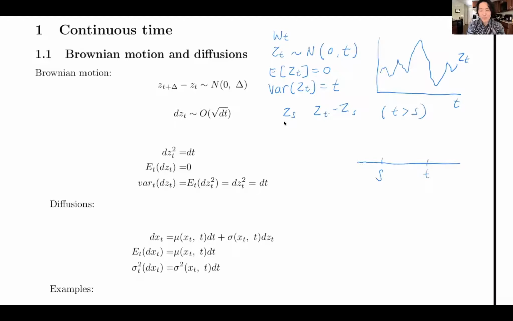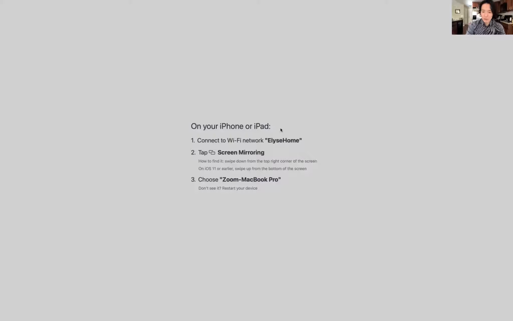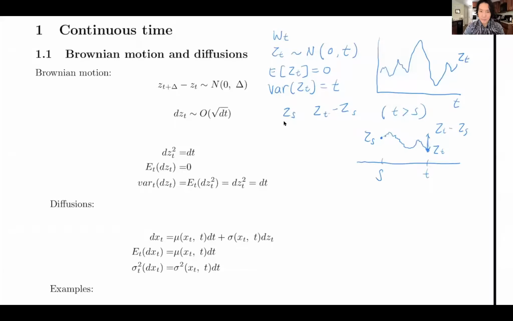The Brownian motion value measured at time s and the change that occurred during the time from s to t, which is Zt, so that the difference is Zt minus Zs. So these two are always independent. So what happened up until time s and the change from s to any time is going to be independent. Okay.